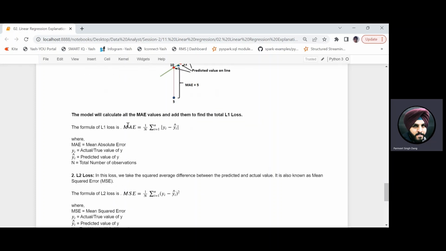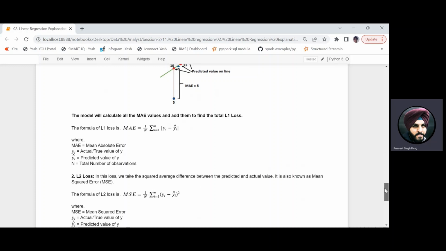If you see the formula of mean absolute error and mean squared error, here also we are taking the difference of the actual and the predicted. This yi hat is the predicted and this yi is the actual, and here we are just doing a square. In mean absolute error we sum all the observations and divide by the total number of observations. Here also we are summing all the observations and dividing by the total number of observations.